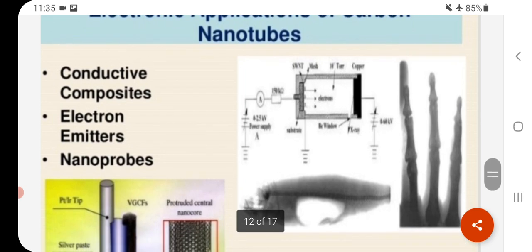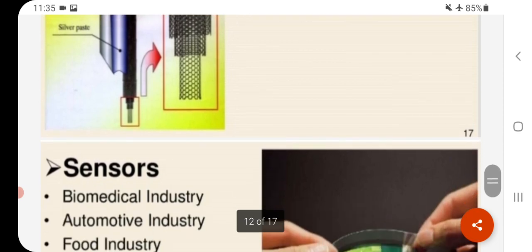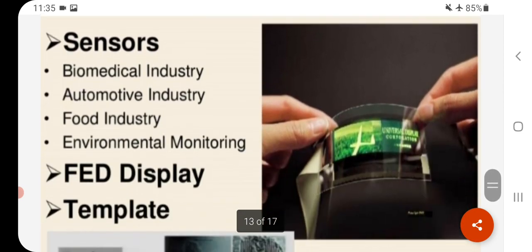In electronic applications, conductive composites, it is used as electron emitters and it is used as nanoprobes. It is used as sensors. In sensors: biomedical industry, automotive industry, food industry, environmental monitoring, FED displays, templates, etc.